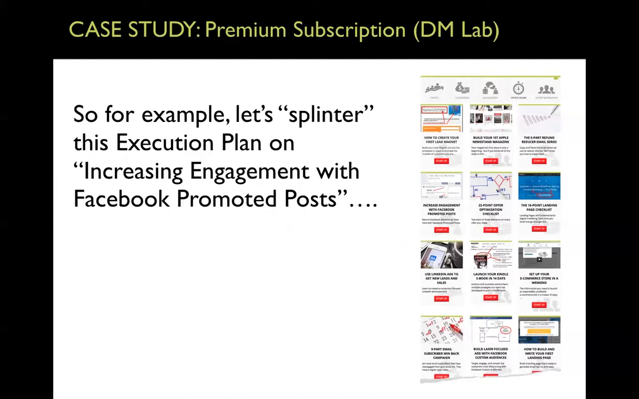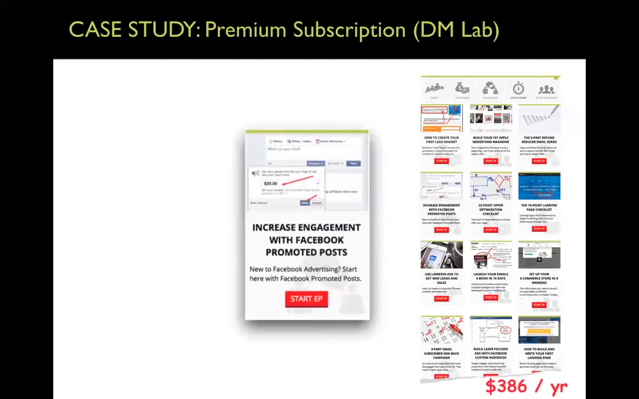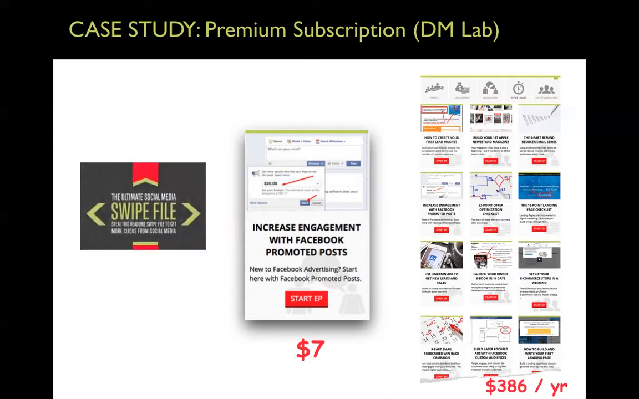So for example, we're going to splinter this execution plan on increasing engagement with Facebook promoted posts. This one right here. Okay. So we're going to splinter this one off. So the membership, you'll get all of these. But when we splinter this particular one out for $7, when you like this one so much, we're leading with putting our best foot forward. You pay $7 for this and you say, wow, what a deal. I increased engagement 20% on my page. It was more than worth the $7 investment. I want more. And as you can see on the right, all it does, it takes them to the membership, which is $386 a year.